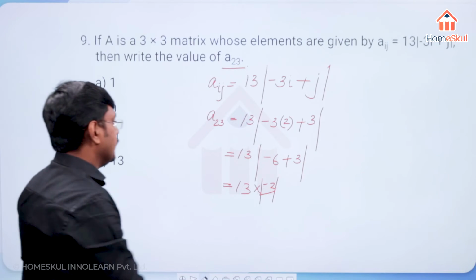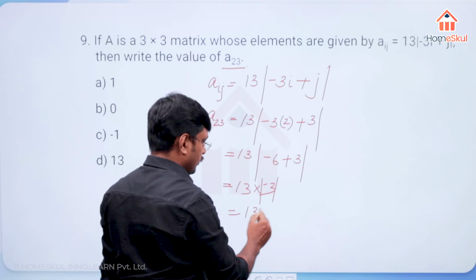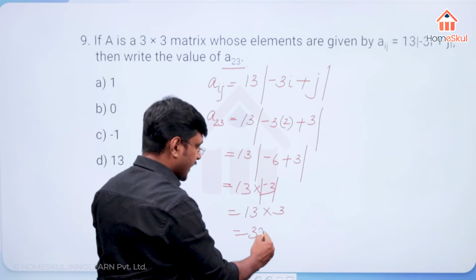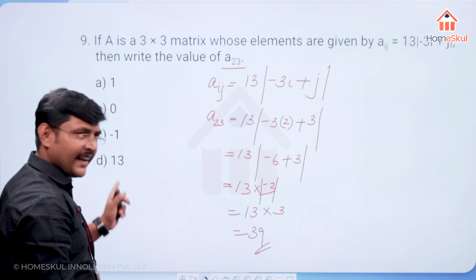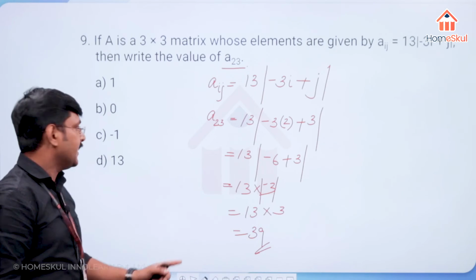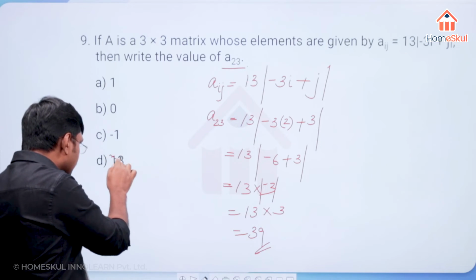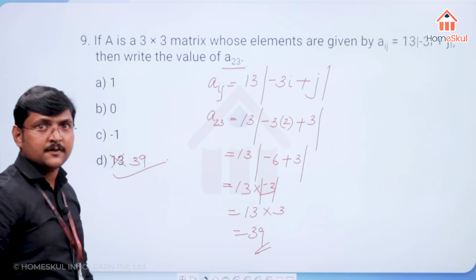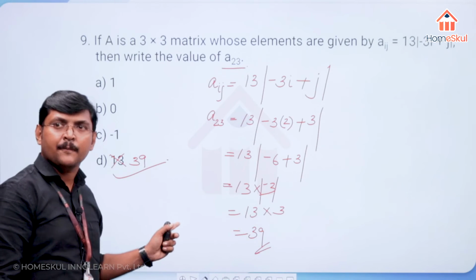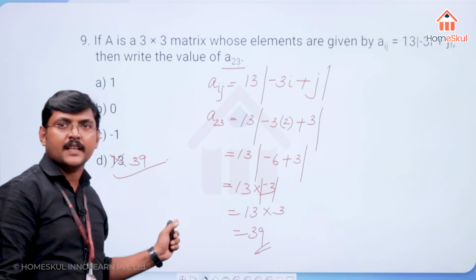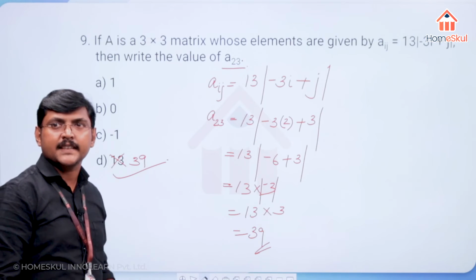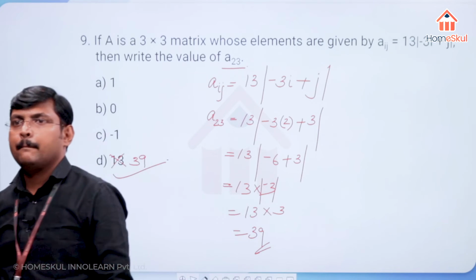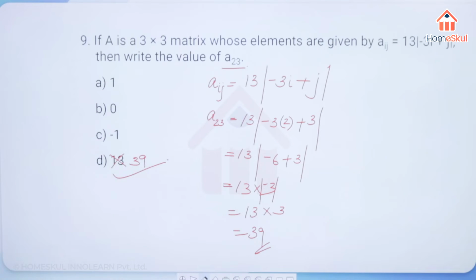So 13 into 3, actually the answer is 39. There is a typographical error, I think. The answer is actually 39. It is not there among the options, so I am removing this option and considering this as 39, and this is the correct answer, right? This was a typographical error. So please do write this and write it carefully. I hope this is clear, right? Is that clear, Navin?